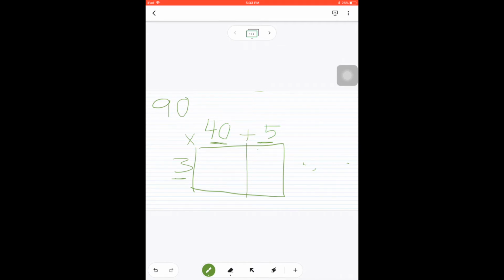3 times 40, ooh, that's hard, but I know 3 times 4 is going to be 12. I add my 0 onto the end. My answer is 120, or my product. Remember, product is the answer to a multiplication problem. And then we've got 3 times 5. Oh, that one's easy. I know that one is 15. Now what do I do with these 2 numbers here and here? You see this operation symbol right there? That's what tells us what we're going to do next.